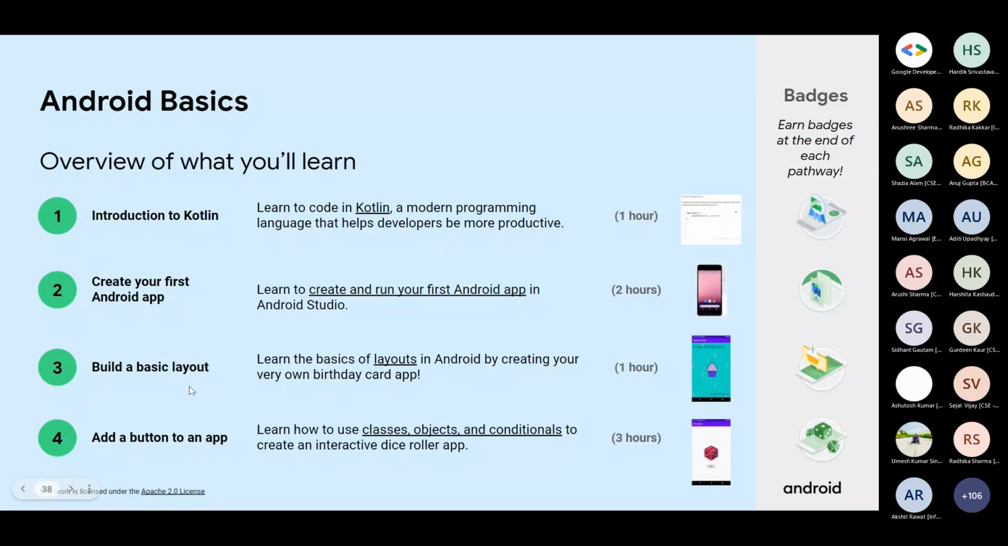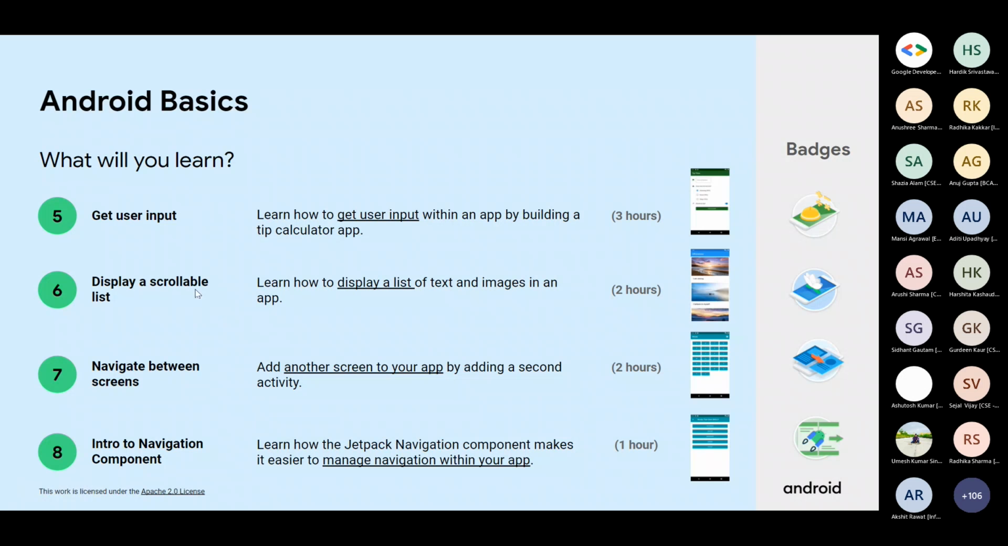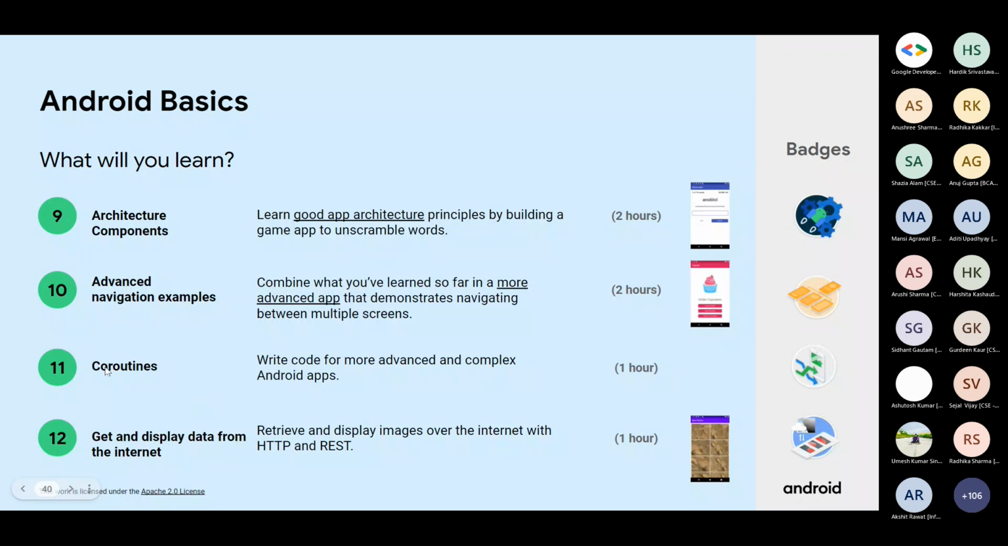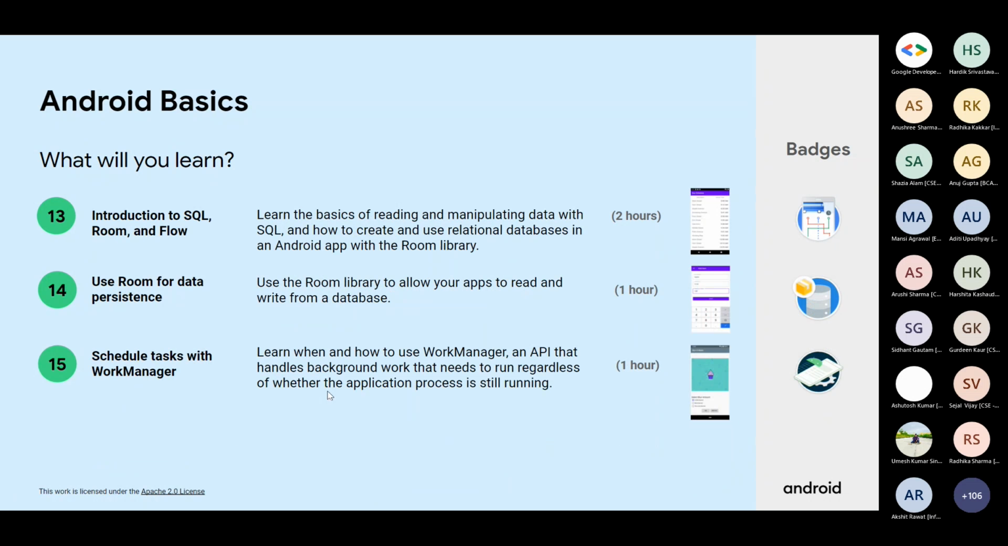The topics are: introduction to Kotlin, basic layouts, adding a button to an app, getting user input, navigating between screens, and coroutines. We will also be talking about coroutines later on, and getting and displaying data from the internet by using HTTP and REST functions. We will also be using SQL Room or Flow, and we will be working with the schedule manager, work managers.